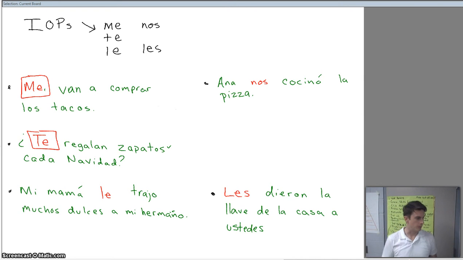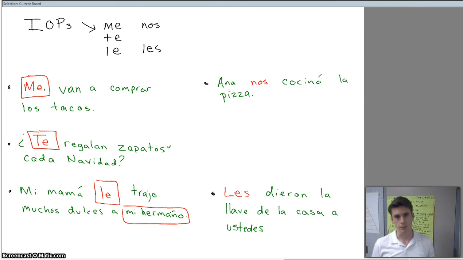The third one, mi mamá le trajo muchos dulces a mi hermano. Well, who is going to receive the dulces? Right, mi hermano. He's the recipient of the dulces. That's why we use the IOP le. Okay? If we knew that we were already talking about mi hermano, we could leave this information off. But you can also include it. It's okay to be redundant. So it's like saying, my mom brought him the candies for my brother. It's alright to be redundant in Spanish when using the IOPs.